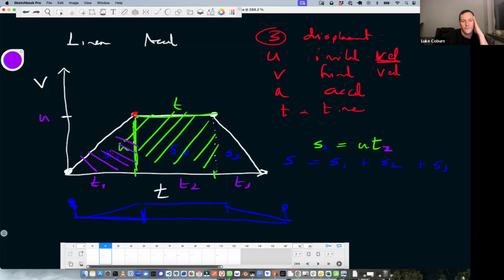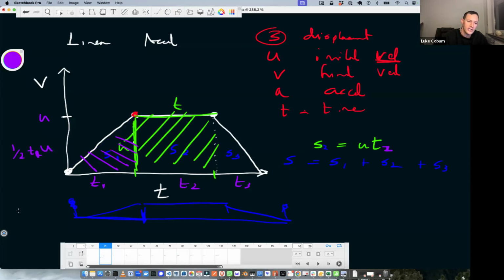And for this part of the journey here, to get the area under the graph, it's a right angle triangle, right? So it's a half the base by the perpendicular height. So it's a half times the base, which is T1 there, isn't it, times the perpendicular height U. A half times T1 times U.